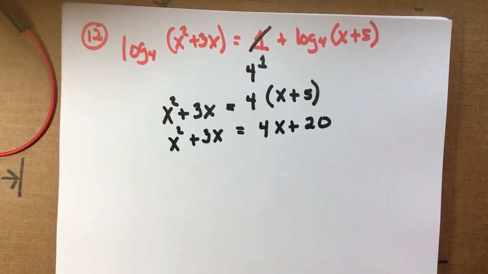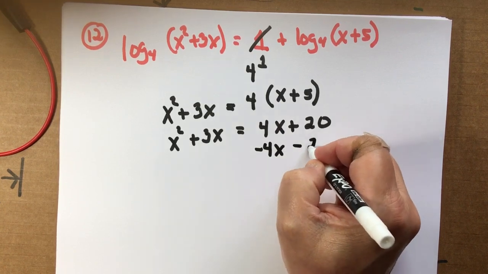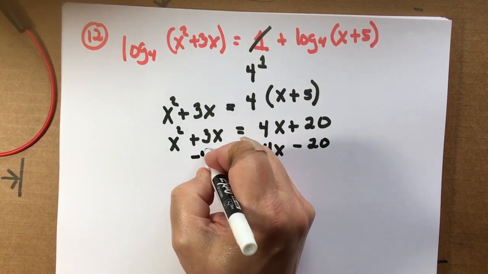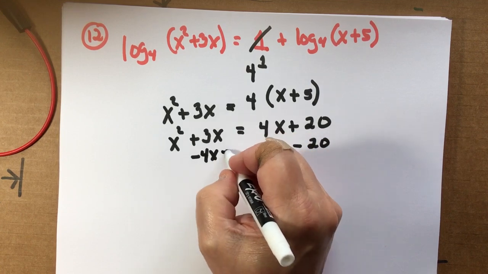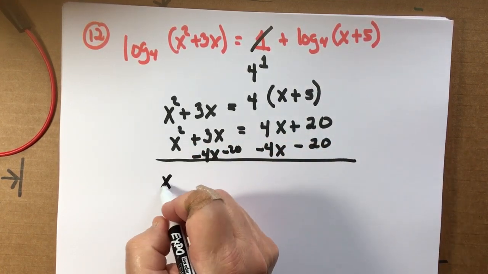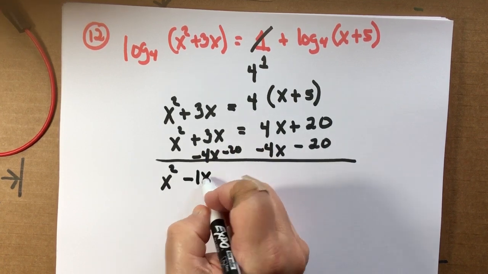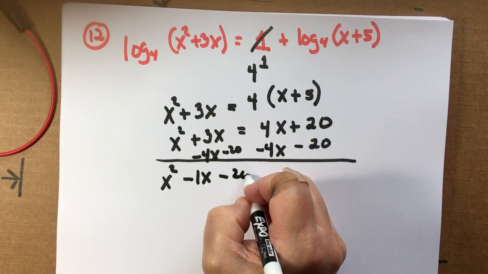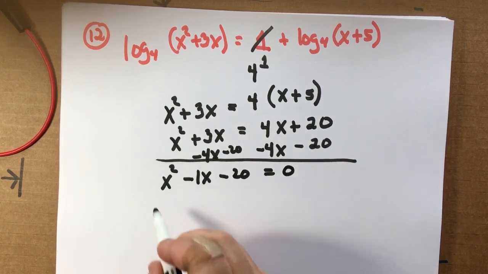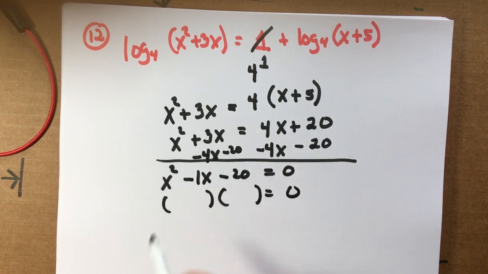Let's move these two things over there. I'll put the x under the thing with the x, and the minus 20 will just float around. x squared, 3x take away 4x is negative 1x, minus 20 equals 0. Always try to factor. Whenever you have a quadratic, you should factor.